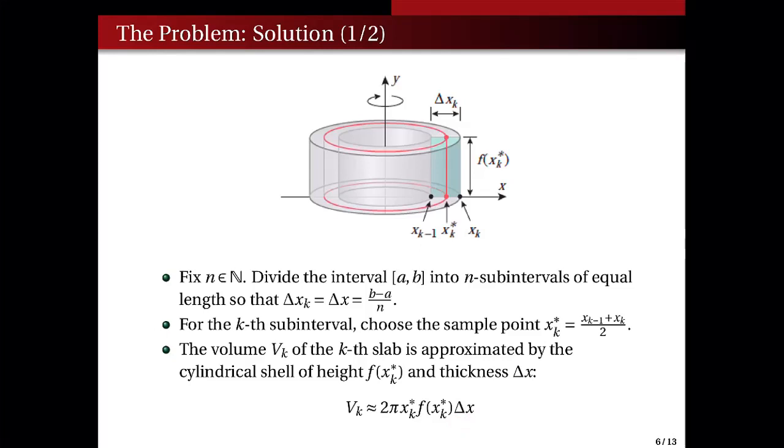If you are looking at this here, this x sub k here will be your bigger radius. This x sub k minus 1 is your smaller radius. And of course, this x sub k star is your average radius, the one that we need.